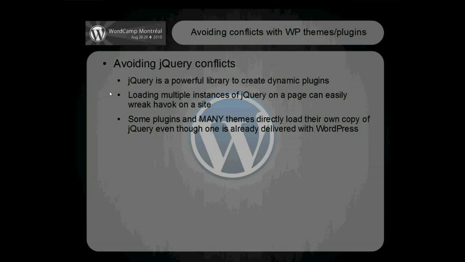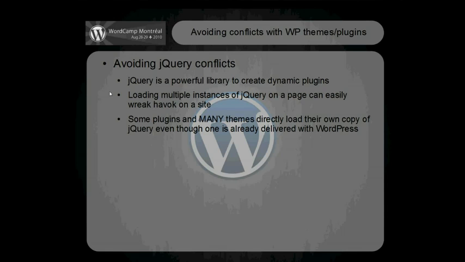Now, that can happen if users or developers are not careful as they're developing themes or as they're writing their plugins. Here I would say that some plugins and a lot of themes make the mistake of directly loading their own copy of jQuery, even though there is one that's already delivered with WordPress. WordPress uses jQuery in a lot of the admin backend pages to be able to do things like the fade in and fade out when you approve a comment or delete something. All these different things use jQuery in the back.